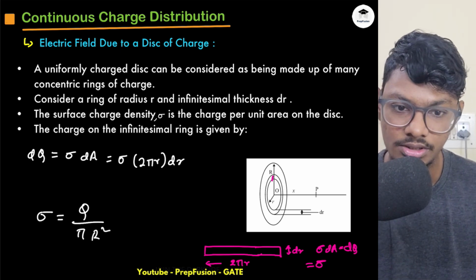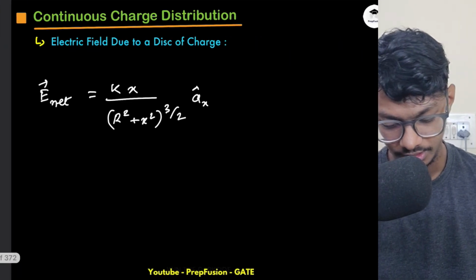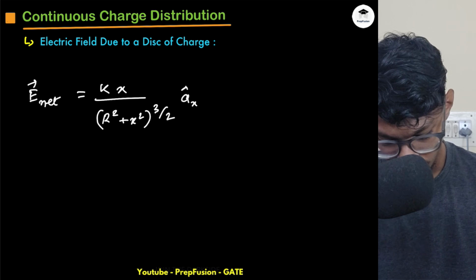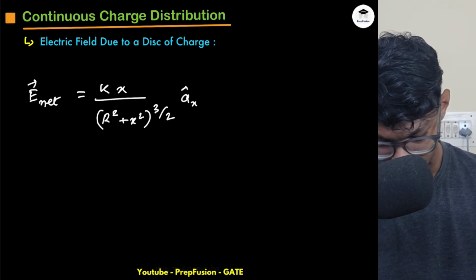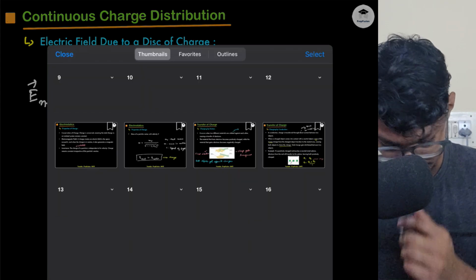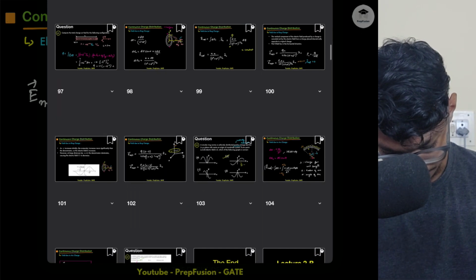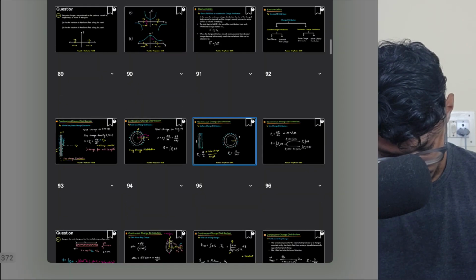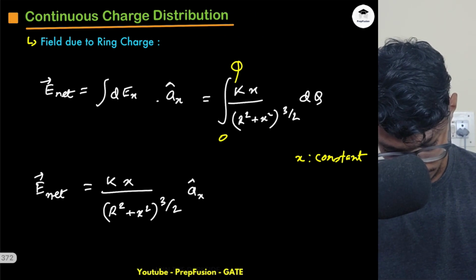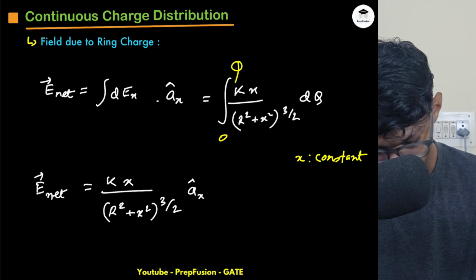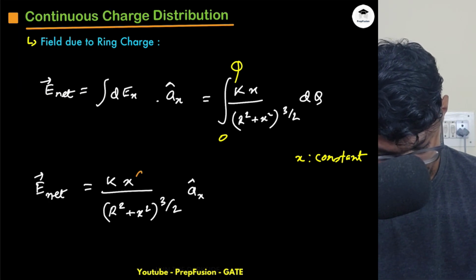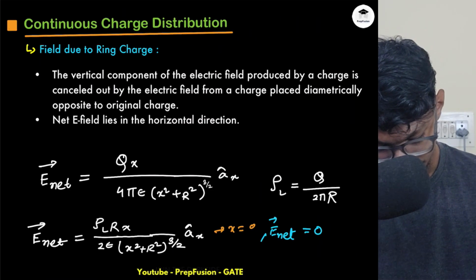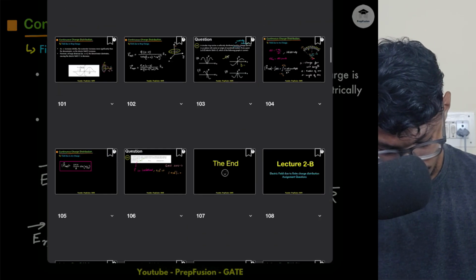So how do we solve this? For a ring charge, if you remember, the net electric field was this. I forgot to write the charge expression over there. I'll go back and write the charge expression in the ring expression. Here, dq will be integrated to q, so this will be the total charge. I wrote q here, but forgot to write it there.